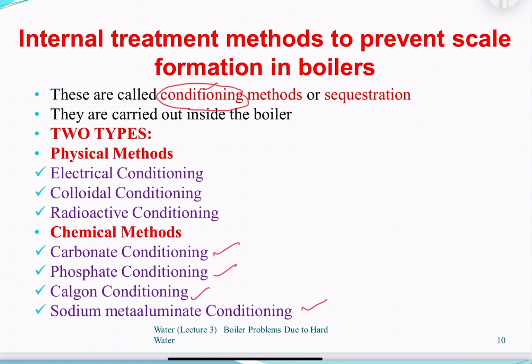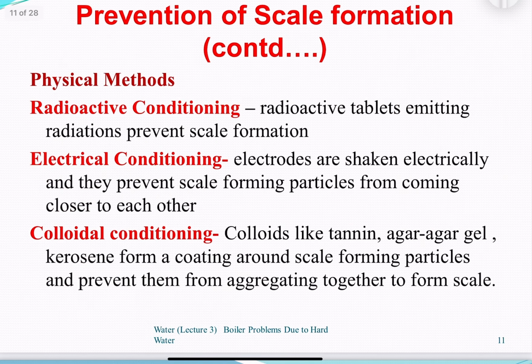So now first we will take up the physical methods. Remember, from the examination point of view, physical methods are not very important. When you get a question in the exam, discuss various conditioning methods used to prevent formation of scale in boilers, you should write down the chemical methods only. If you write down physical methods, the examiner will not give you marks. However, you should know the physical methods also.